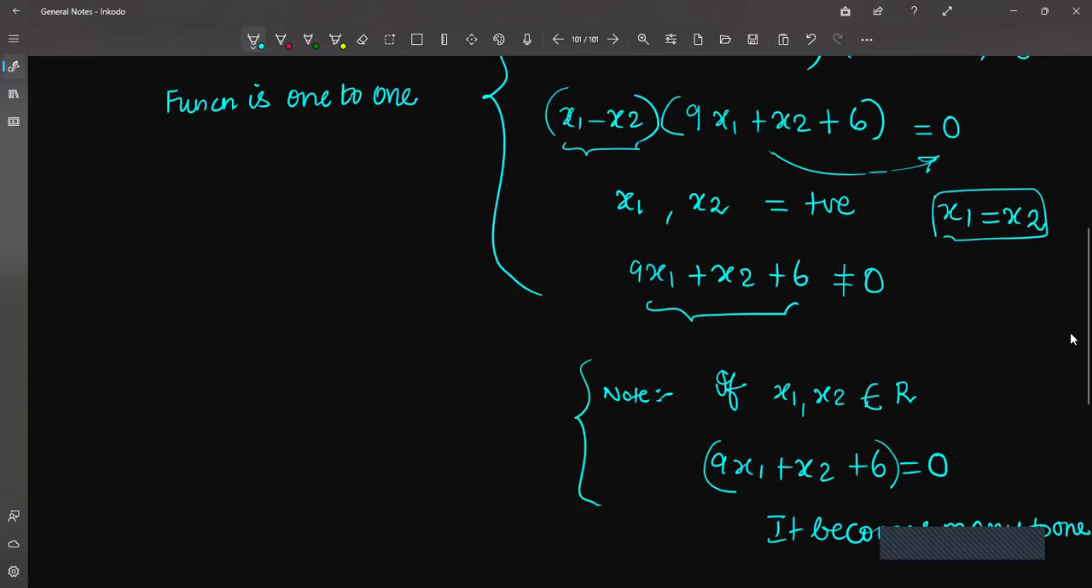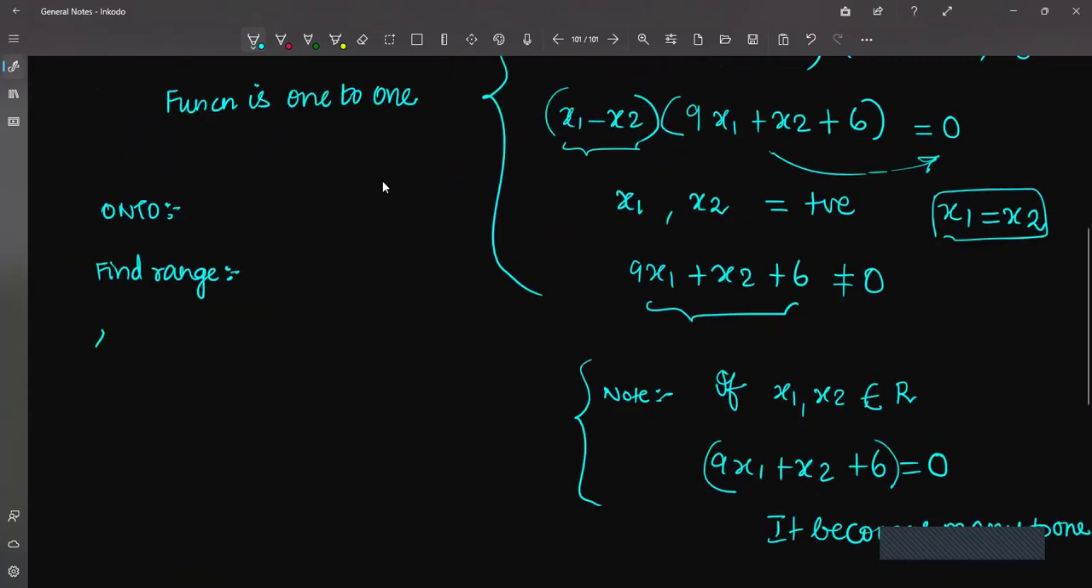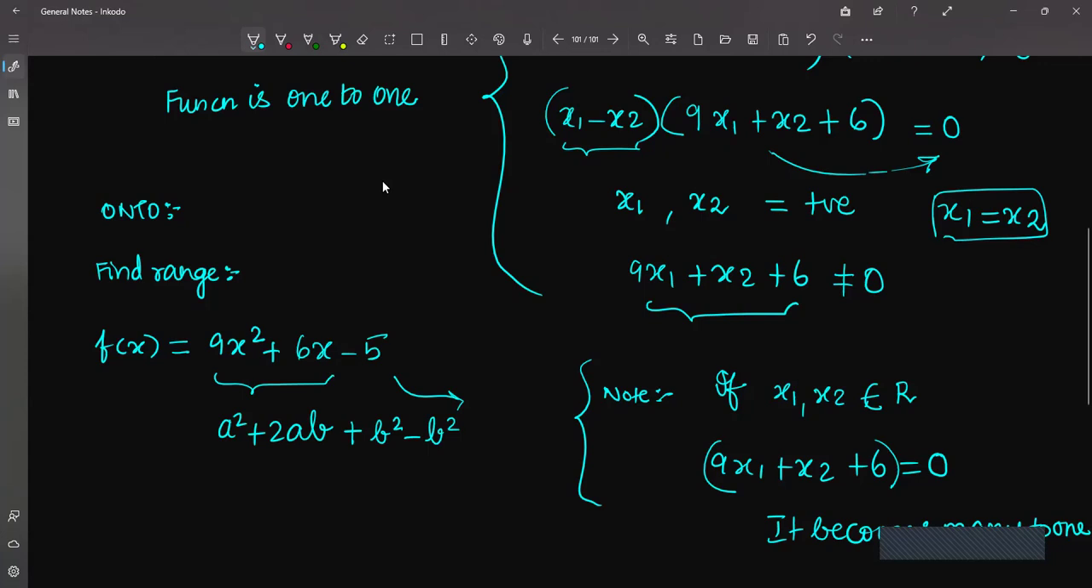So we are going to approach this question the same way we did for the previous question. The onto check will be finding the range of the function. So this is also a quadratic expression. f of x is equal to 9x square plus 6x minus 5. We are going to complete the square. These are the a square plus 2ab terms, the first two terms. So we are going to keep aside the minus 5 term, and we are going to add plus b square and subtract b square.